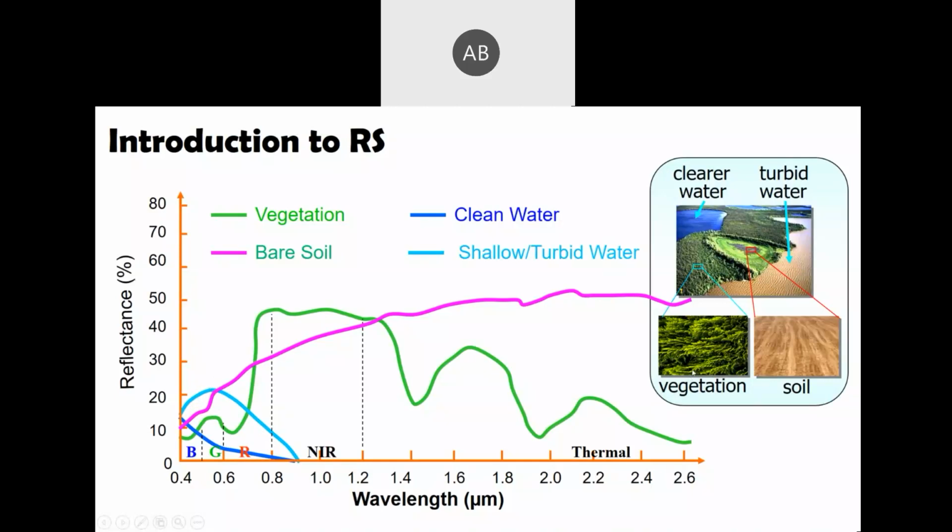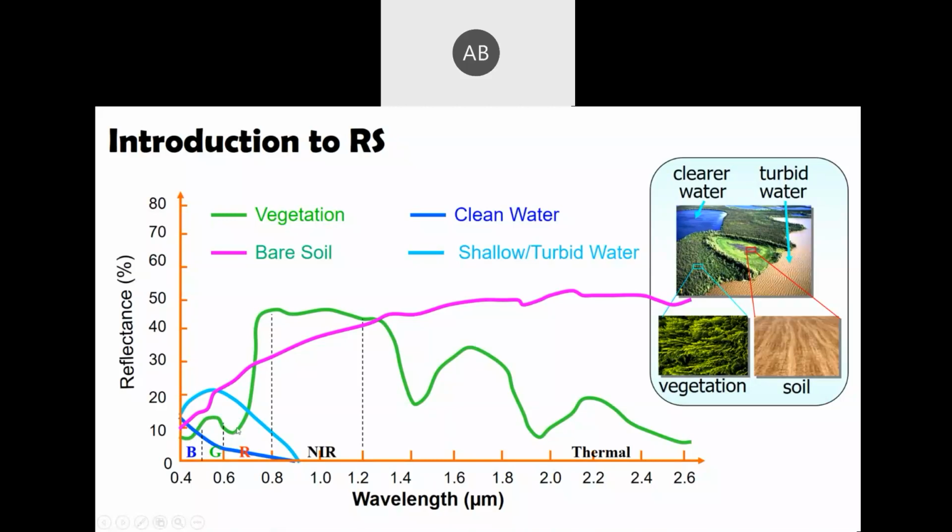Then again, for vegetation, whether shrubs, trees, or forest cover, you see this green graph. There is a drop in the blue range. That's why you do not see trees in blue color. What is happening in the green range? The reflectance is increasing. That is why we see all the tree leaves in green color, right? And then in the red range, it is going down.